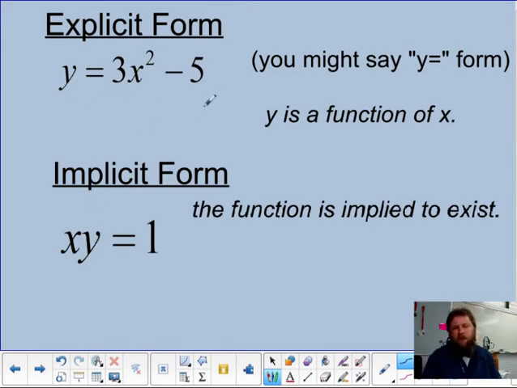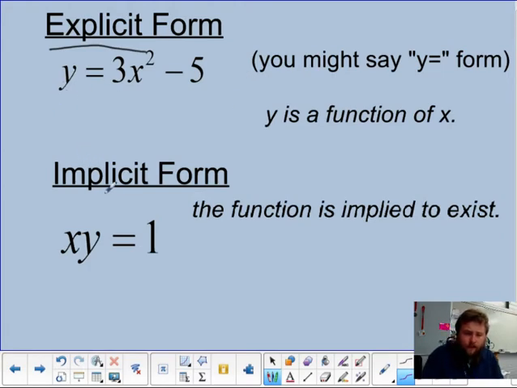Explicit form you're familiar with, you just might not be familiar with this word, but it's where you have like y equals something. So y equals 3x squared minus 5. So the y is a function of x. So this form is just a variable, usually y equals.